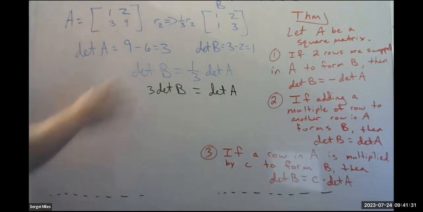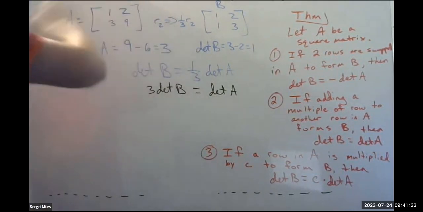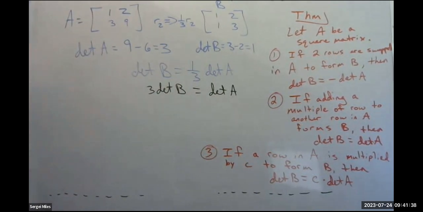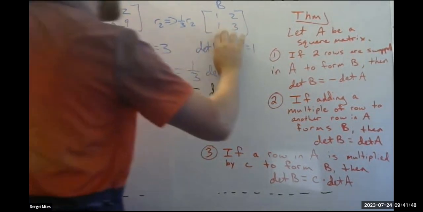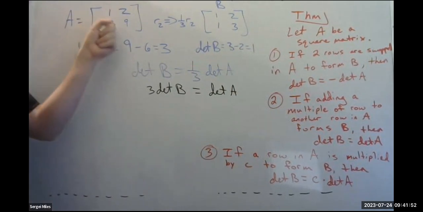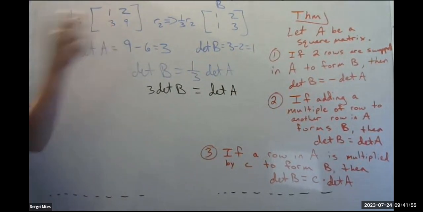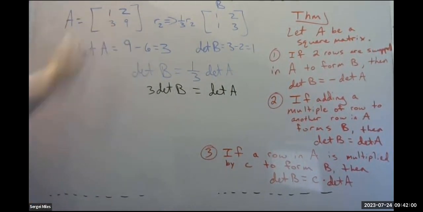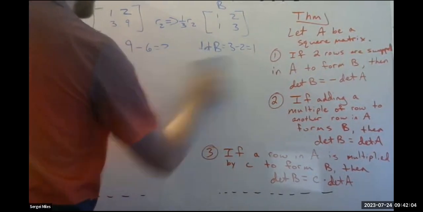I'm going to erase this, but you want to remember this key thing. If you factor something out, and then you're trying to find the determinant of the original matrix, you have to multiply it back in, because the determinant of your modified matrix is going to shrink. But if you're trying to find the determinant of the original matrix, well, then you have to reapply whatever you factored to get back to the original determinant. Okay, so what does this look like?